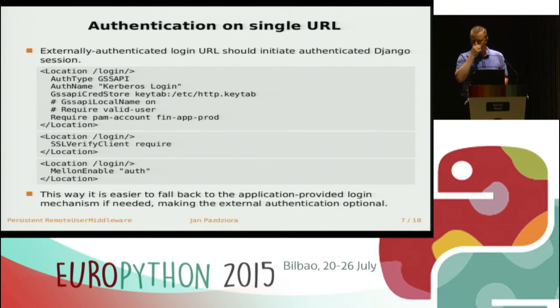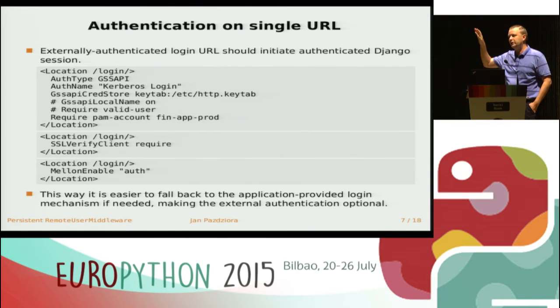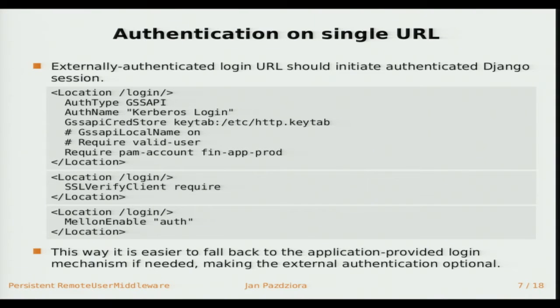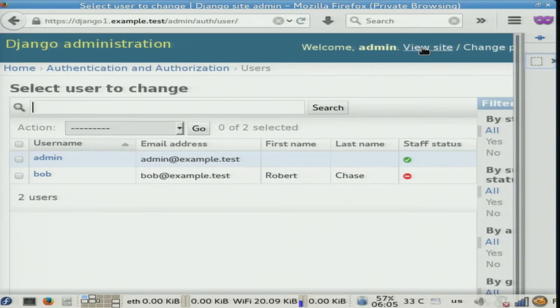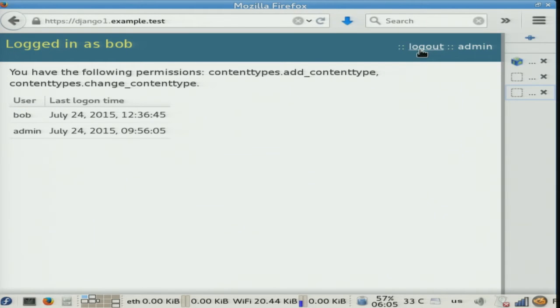What's the solution? Well, or how do we want it to work? We want external authentication, the one that the organization requires, be it Kerberos or GSSAPI in general, be it SSL, be it SAML. I'll show some example with mod_auth_mellon. We want it to be only created or only enabled on one login URL. The URL that we were clicking here.